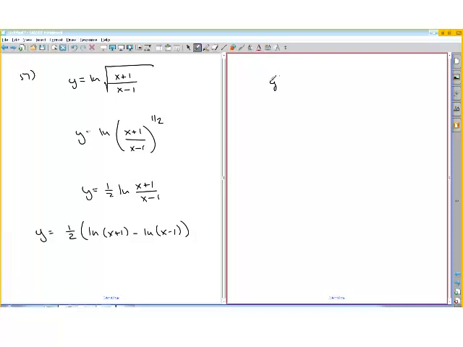So y prime is going to be equal to 1/2 times the derivative of this, which is just 1 over x plus 1, times the derivative of the inside, which is just 1, so it's just 1 over x plus 1. And we subtract off the second derivative, which is just 1 over x minus 1. And so we could combine like terms.